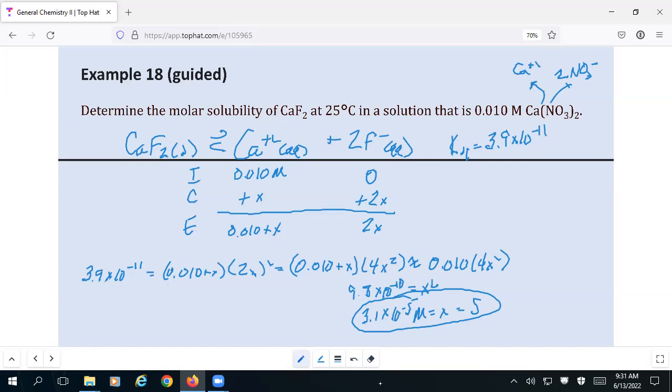Even though it's a cubic and there are 3 roots, only one of them is going to make any kind of appreciable sense. The other 2 are likely to either be negative or 0 or imaginary. Imaginary is always a favorite. All right, any questions with this example using the common ion effect?